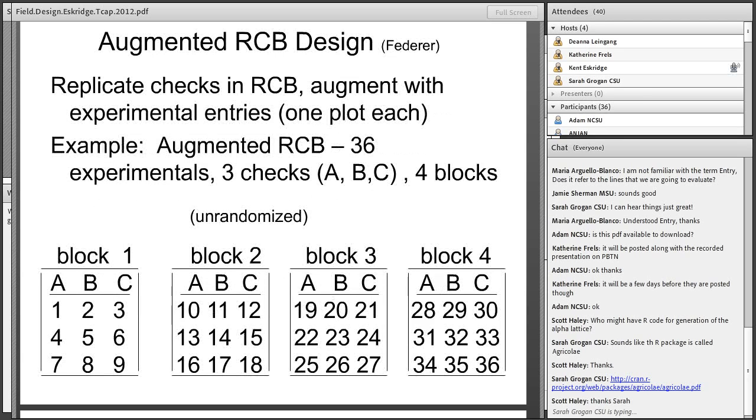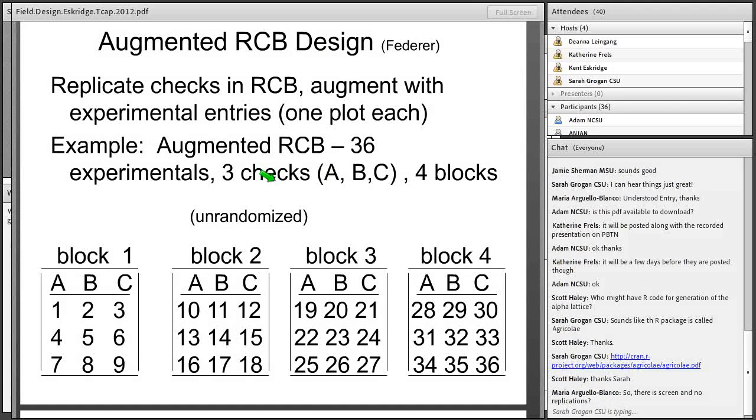Okay, so let's talk about an augmented design. These were first proposed by Federer, back in the 1950s. And the idea is you have some check entries, and we replicate the check entries in a randomized complete block. And then we have experimental entries where we only have one plot of each. And we augment the experimental entries with the randomized complete block design that we're using for the checks.